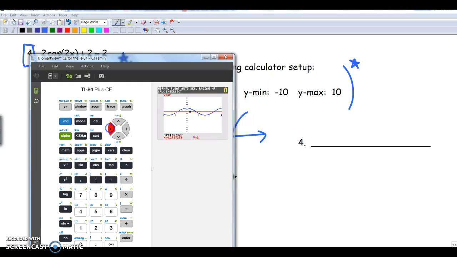So you're going to want to move your cursor all the way over, or as close as you can, to that point on the left. And hopefully yours will be a lot quicker than mine is at responding. And then you're going to hit enter 3 times. So once, twice, 3 times.